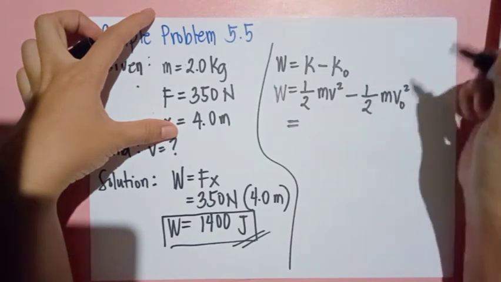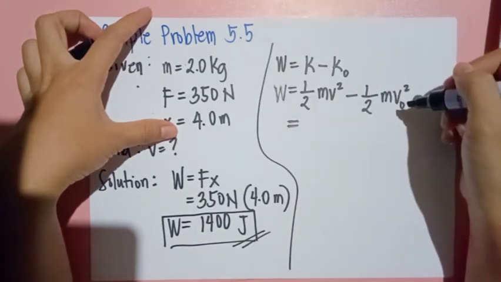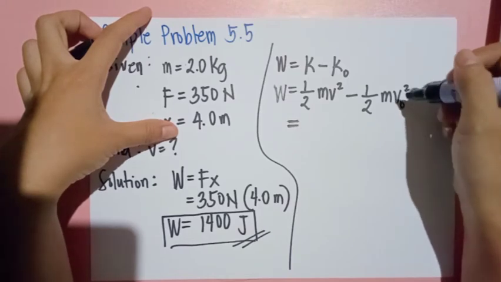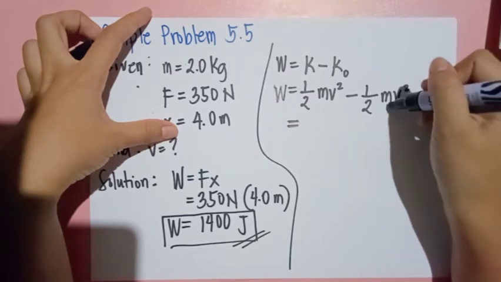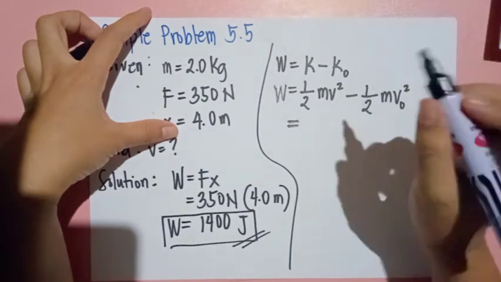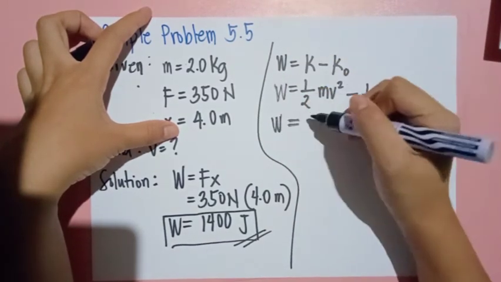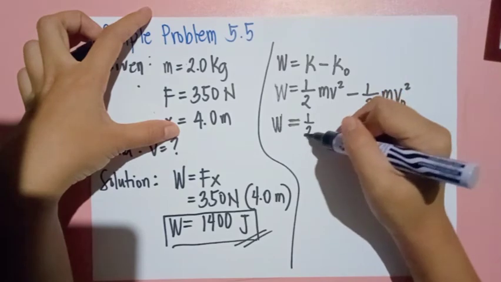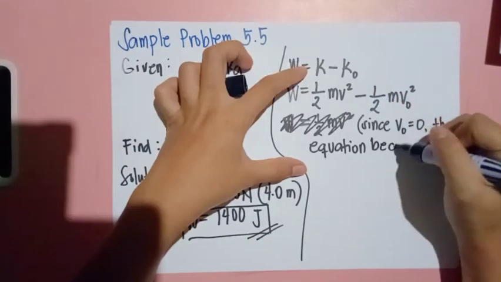Okay, so let's begin. In this case, our initial speed is 0. So square of 0 is still 0. Multiply that to m, or the mass, and then 1/2. We will still get 0. So what will happen to the equation is it will become minus 0.